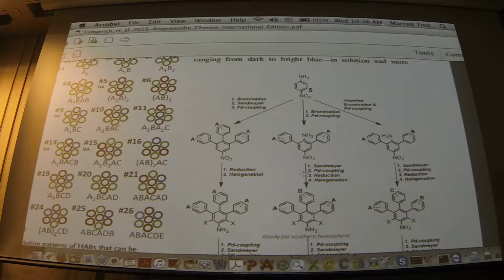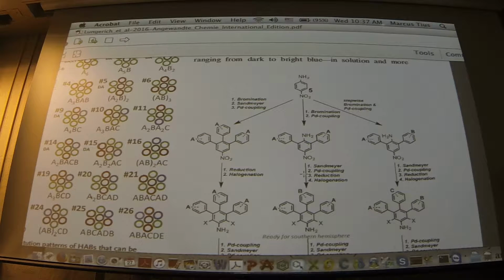And then it says Sandmeyer. What's a Sandmeyer reaction? We talked about that. Anybody? I showed it to you this morning, actually. It's the diazonium ion reaction.